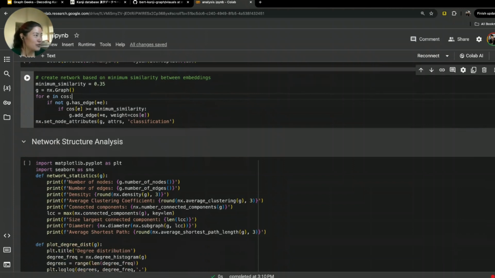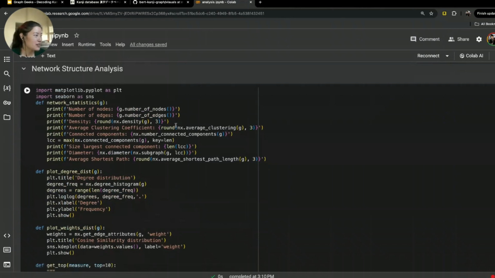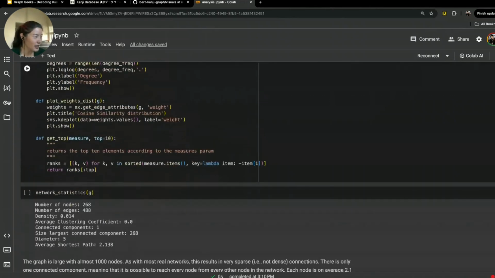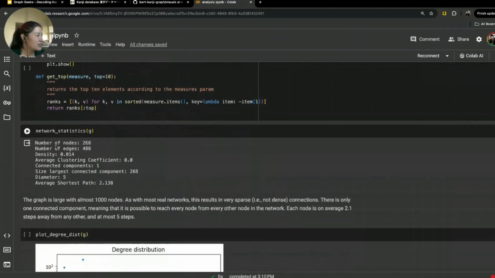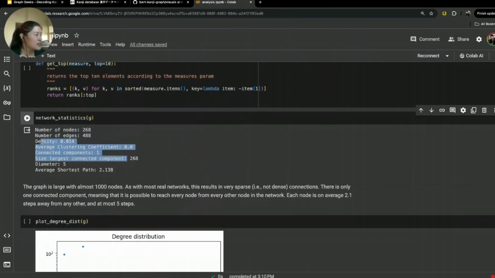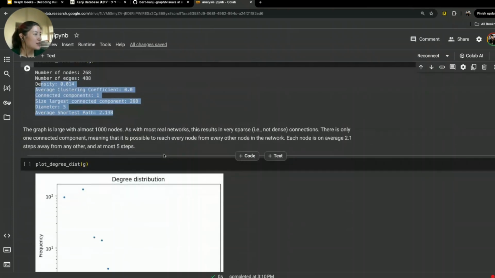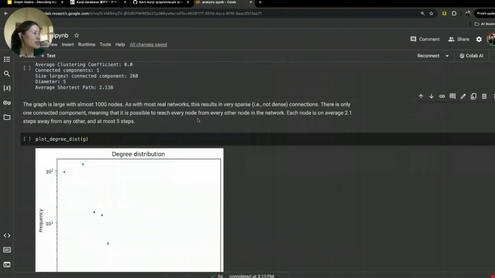I use a couple of visualization packages, Matplotlib and CPAR, nothing fancy here. And then we have the graph. In this graph, we have a total of 268 nodes and 488 edges. We can start to see some basic statistics about our network. I think I ran this on a subset at that time.